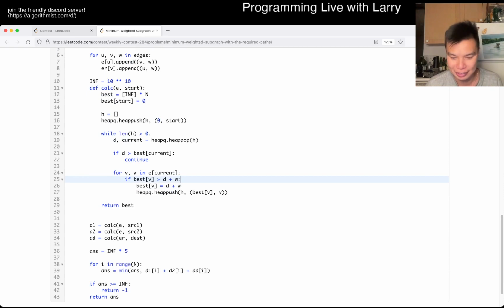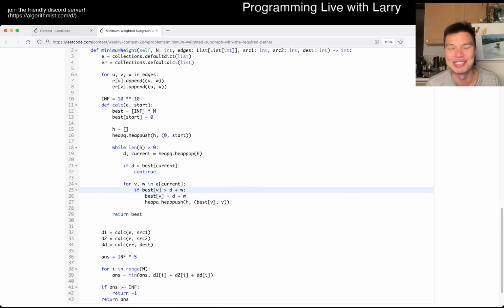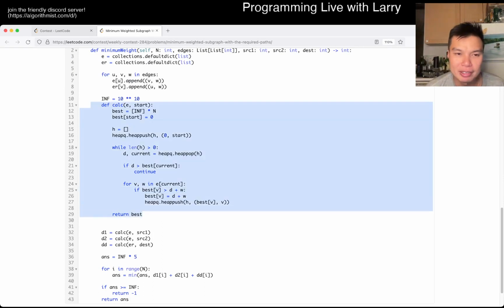Okay, maybe not. Oops, one button. Okay, this is barely on the full screen, so hopefully this is good. But yeah, so this is just regular Dijkstra's algorithm.